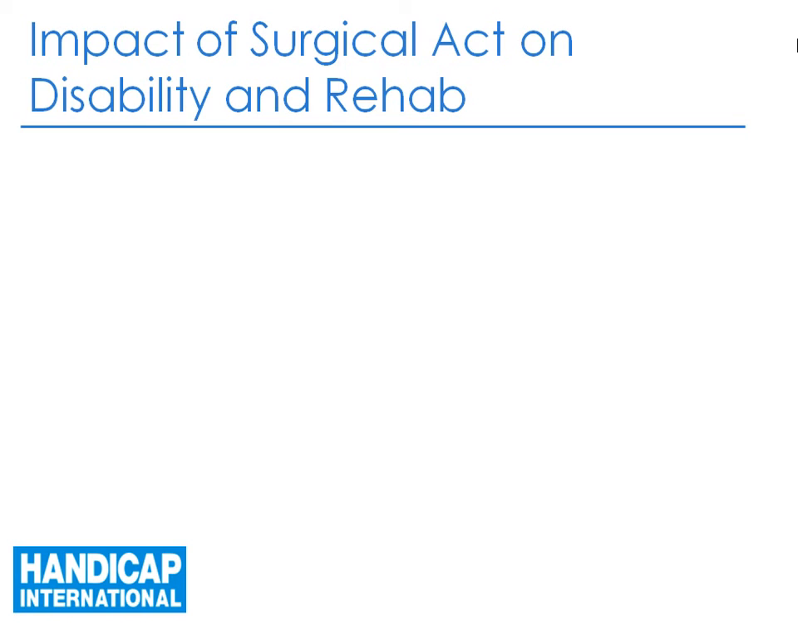When we look at the impact of surgery on disability and rehab, there are two main factors. First, the quality of amputation. I'm no doctor, so I'm not going to talk about that. But I've seen amputations, good and bad, and I know that a good amputation makes it much easier to fit a prosthesis. Amputation with complications such as neuroma, exostosis, or infection makes it much more difficult for us to work with the patient.